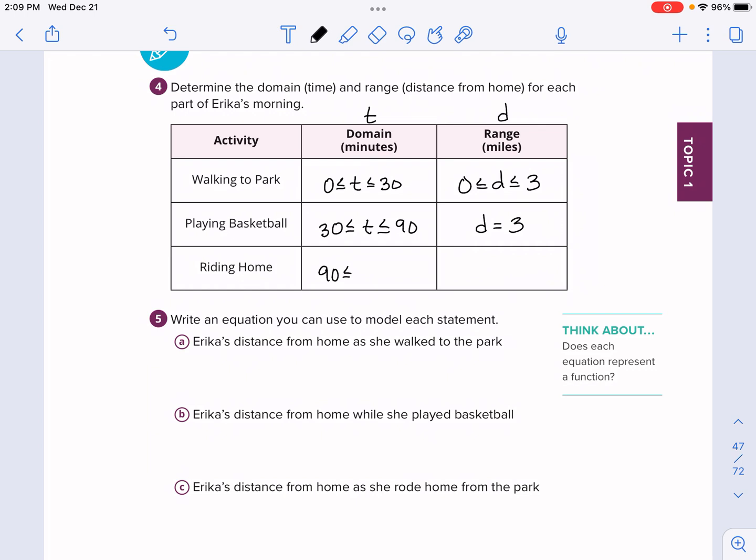And it took her 12 minutes. So if you add 90 and 12, you'll get that t is less than or equal to 90 plus 12, which is 102. So from 90 minutes to 102 minutes, we are coming back home. So this is exactly the same, 0 to 3.